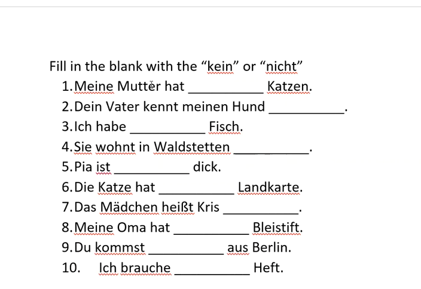Okay, Nummer 1. Meine Mutter hat keine Katzen. Dein Vater kennt meinen Hund nicht. Ich habe keinen Fisch. Sie wohnt in Waldstätten nicht. Pia ist nicht dick. Die Katze hat keine Landkarte. Das Mädchen heißt Chris nicht. Meine Oma hat keinen Bleistift. Du kommst nicht aus Berlin. Ich brauche kein Heft. Right?